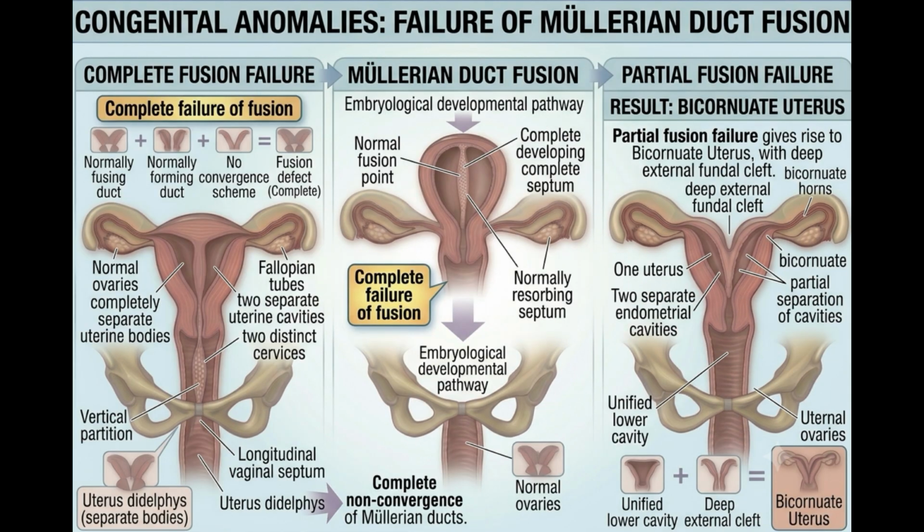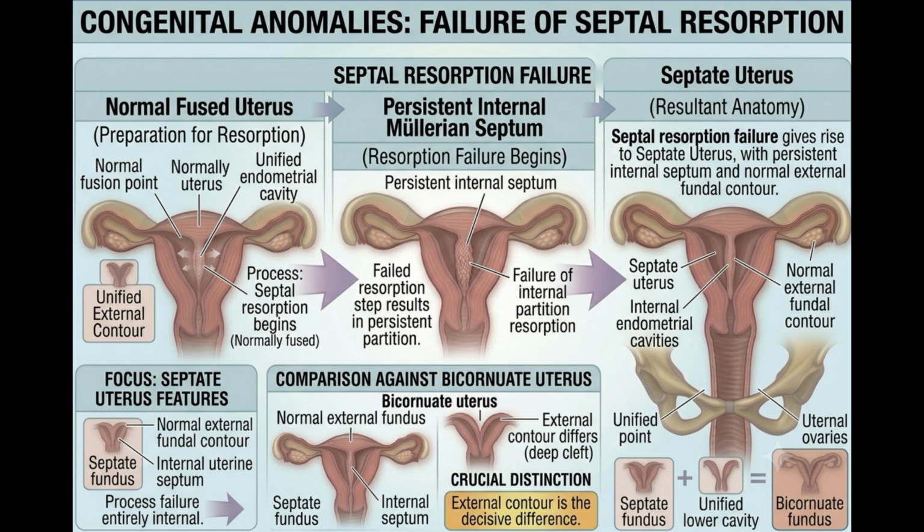The second developmental step is fusion of the Müllerian ducts. Complete failure of fusion results in uterus didelphys, producing two separate uterine cavities, two cervices, and frequently a longitudinal vaginal septum. Partial failure of fusion produces a bicornuate uterus, in which the uterus develops as a single organ with two uterine horns separated by a deep external fundal cleft. The third developmental step is resorption of the intervening Müllerian septum. When fusion occurs normally but the septum fails to disappear, a septate uterus develops. Unlike fusion defects, the external contour of the uterus remains normal because the developmental error lies entirely within the uterine cavity.